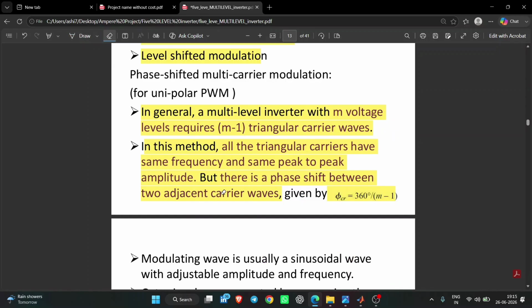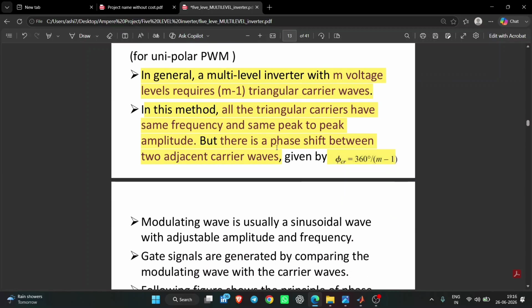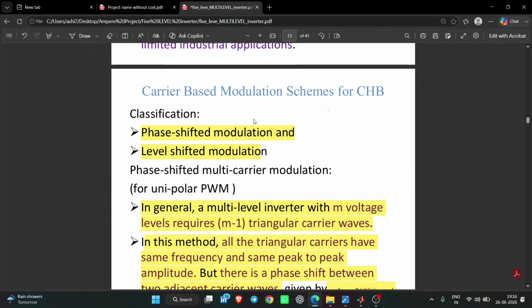Now this is also important: you need M-1 triangle carrier waveforms. For the 5 level you need 5-1, that is 4 triangle carrier waves, to generate 5 levels at the output. Similarly, how much phase shift is required? Just put M here as 5, the number of levels. That gives the number of phase shifts, how much phase shift you have to give to the carrier wave. This is about the phase shift.